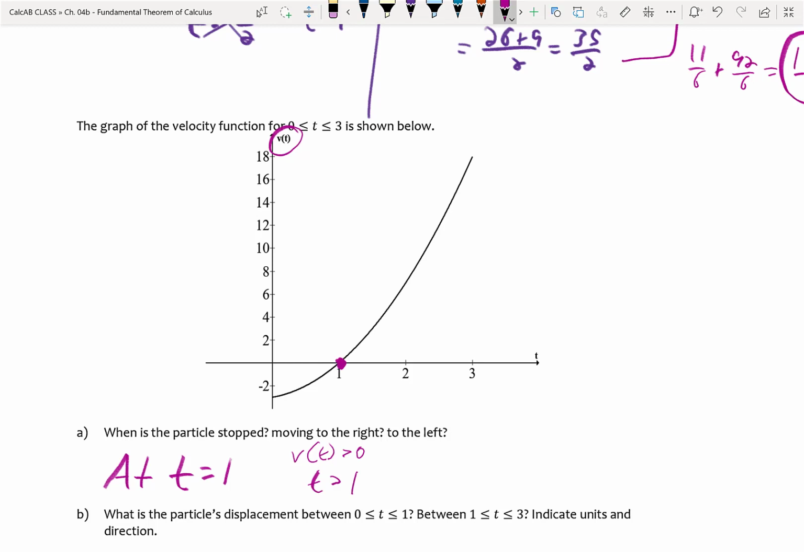And it's moving to the left whenever velocity is less than 0, which is when t is between 0 and 1. Actually, I can include 0. Can't include 1. And then let's say instead of t greater than 1, let's be more correct and say 1 is less than t is less than or equal to 3, since this graph is only between 0 and 3, according to the domain of the directions. It says that it's in between 0 and 3, so we have to kind of chop it off.